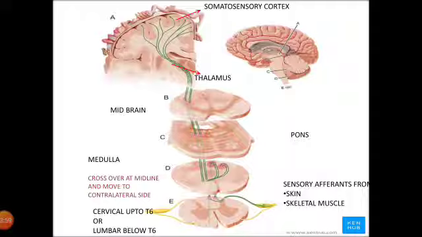Now these fibers travel as the fasciculus of medial lemniscus upwards through pons and midbrain to the nucleus of medial lemniscus, and then they reach the ventroposterolateral part of the thalamus. From there they are sent as corona radiata into the somatosensory cortex area of the brain.